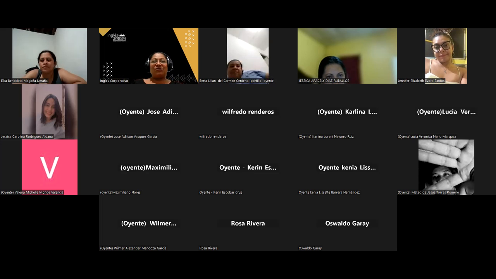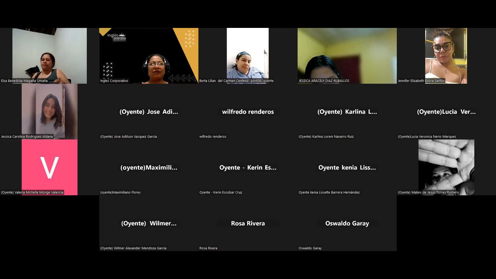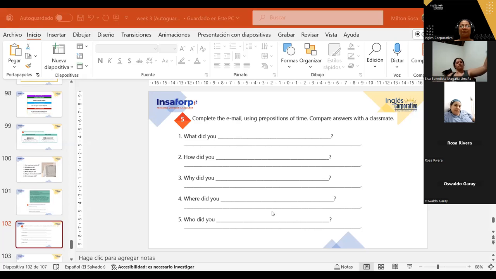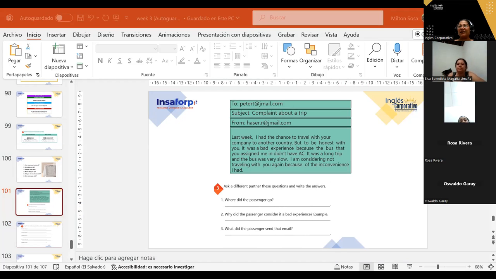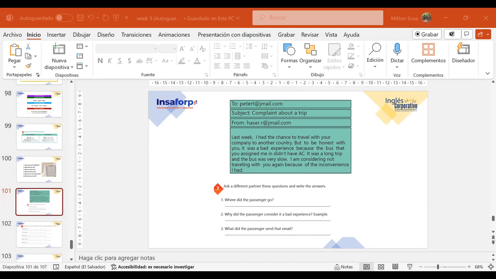Good. Now we are going to continue with some exercises that we have from the book. In our book, we have this, but let me see what page is this. Aquí. Okay, we have these exercises on page number 35. In this exercise, it says, the following email about a customer's problem. So this is a problem from a customer.